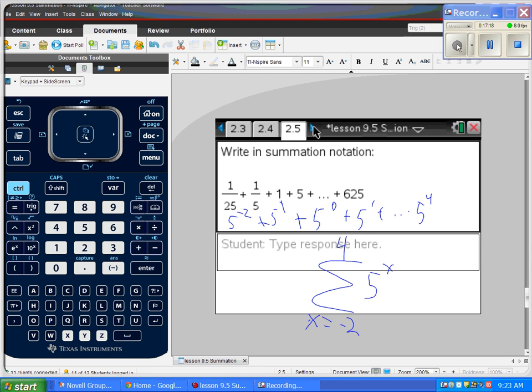See, look up here. Each of these different terms, the 5 remains consistent each time, and all we did is change the exponent. So 5 remains consistent. All we do is change the exponent. Right?